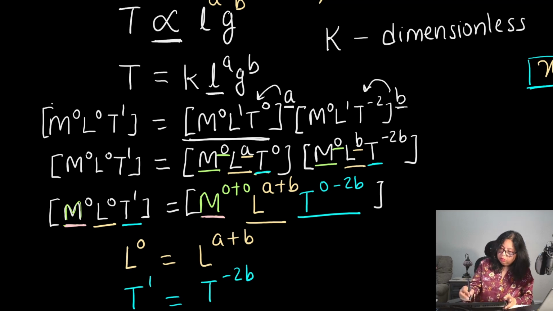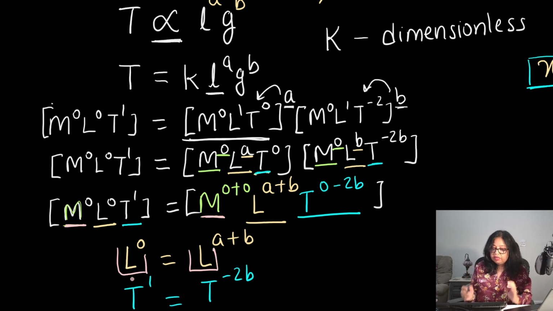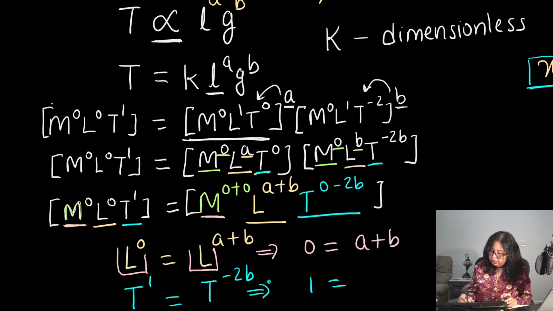Now, for this top one, L is the base on both sides. So if the bases are the same, that means the powers are the same. So 0 equals A plus B. Similarly, for the second one, 1 equals minus 2B.